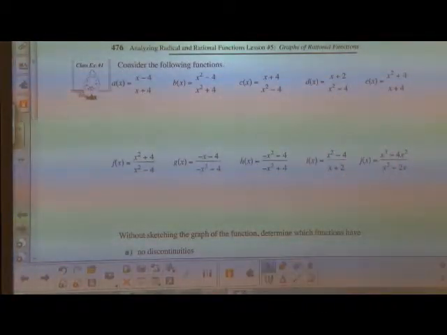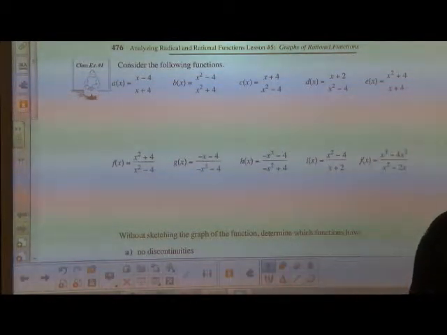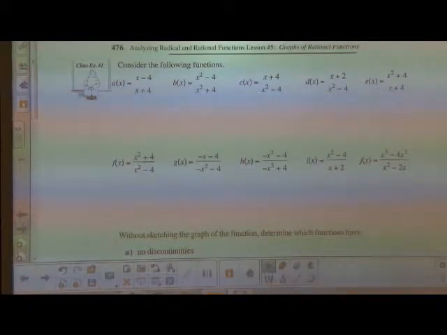So class example number 1 says consider the following functions. It says without sketching the graph, determine which of the following have no discontinuity, a vertical asymptote, a horizontal asymptote where the x-axis is horizontal, a point of discontinuity, or the horizontal asymptote is the line y equals 1. So before you answer this question, the first thing that you're going to need to do is go through each of these functions from A through J and factor them. So pause this, take some time, factor them, and then turn this back on so that you can see as we go through each of the factors.